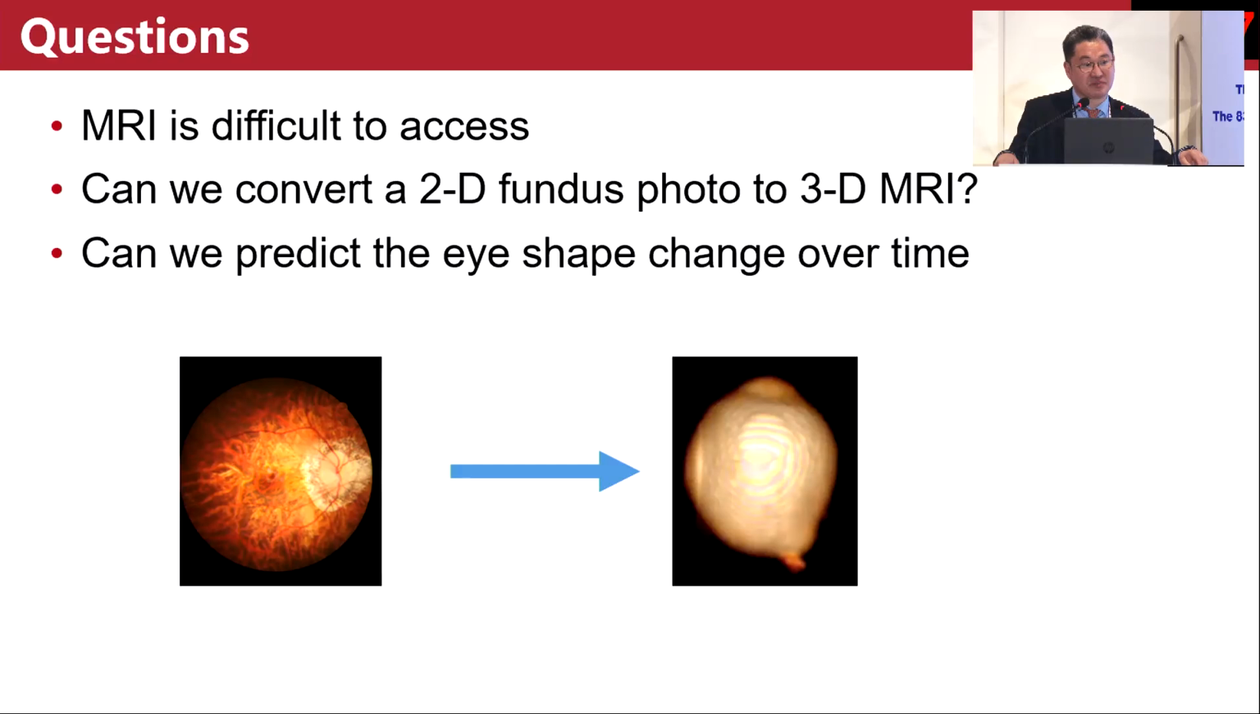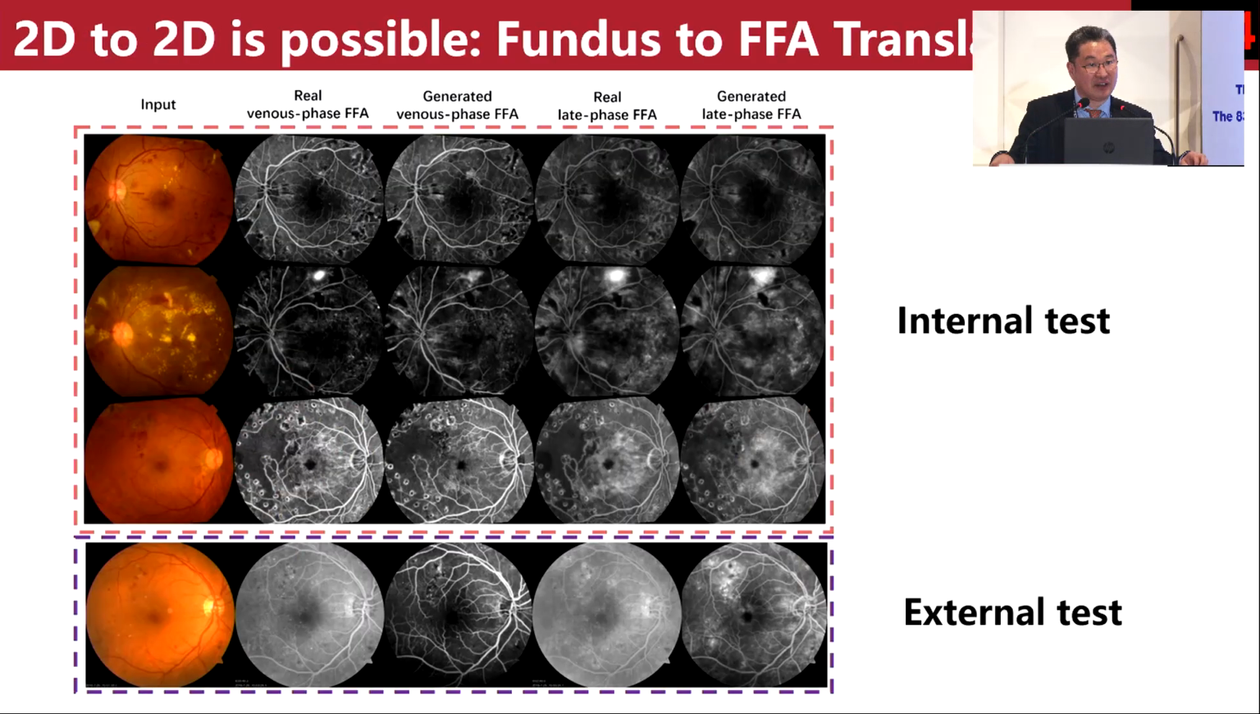So the first question we ask is whether we are able to convert a 2D, two-dimensional fundus photo to a 3D MRI ocular shape. The second question is, can we predict the ocular shape change over time, in particular in a high myopia patient? This is image-to-image translation, or GAN technology, generative AI. We have done some experiments before.